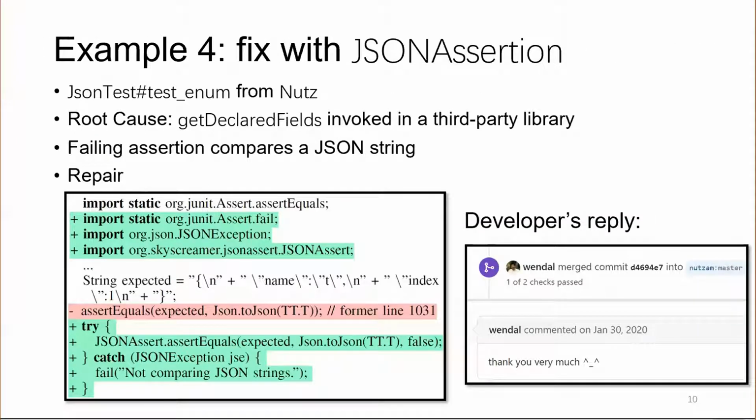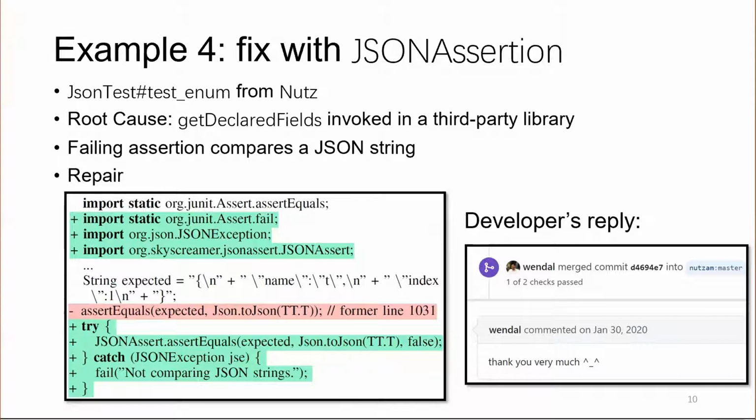Our final example is a JSON test from the project Nutz, where DexFix proposes a fix just for comparing JSON strings. The root cause is getDeclaredFields in a third-party library. Luckily, the failed assertion just compares the JSON string to an expected value. DexFix has a general automated repair strategy that changes such comparisons to use another assertion method, JSONAssert.assertEquals, from a specific third-party library.